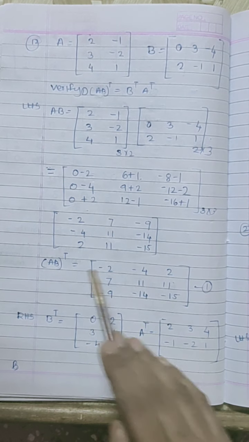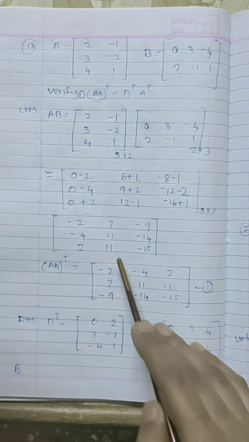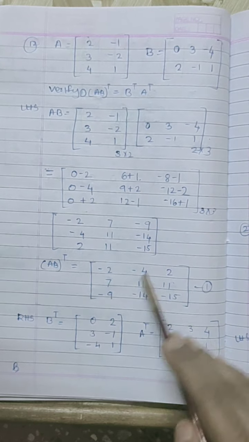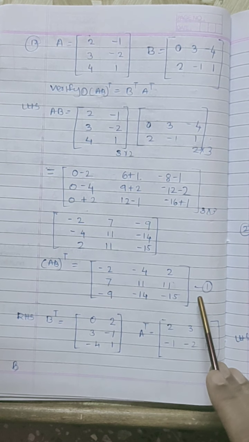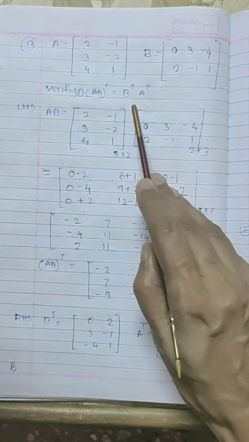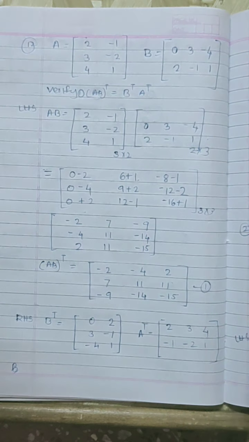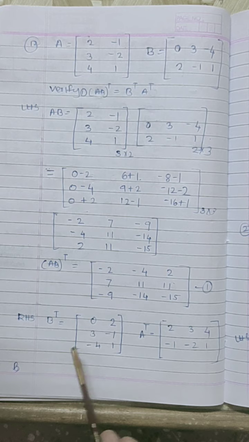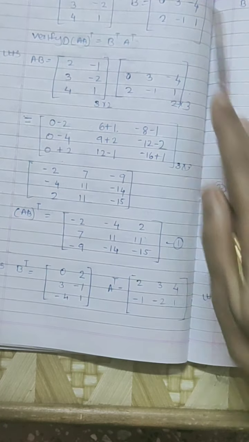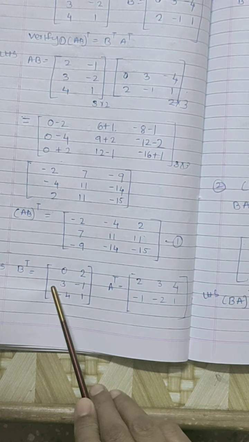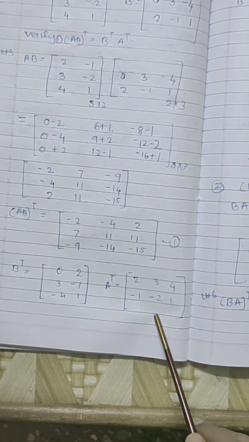The first column, 2, minus 4, minus 2, will become the row. The second column will also become a row, and the third will also become a row. This is number 1. Now see what the RHS is: B transpose into A transpose. So first we will find B transpose. B we know, find its transpose. A also we know, find its transpose.